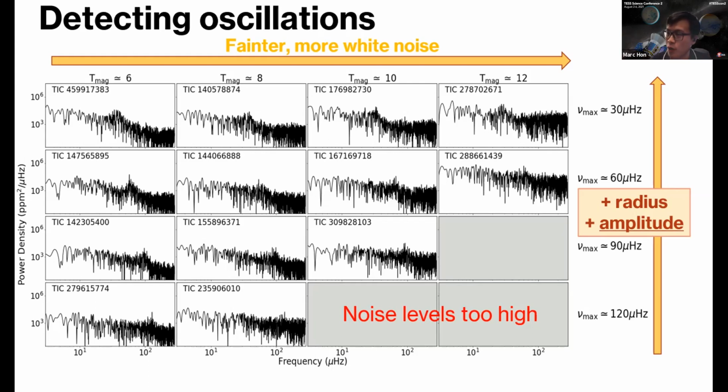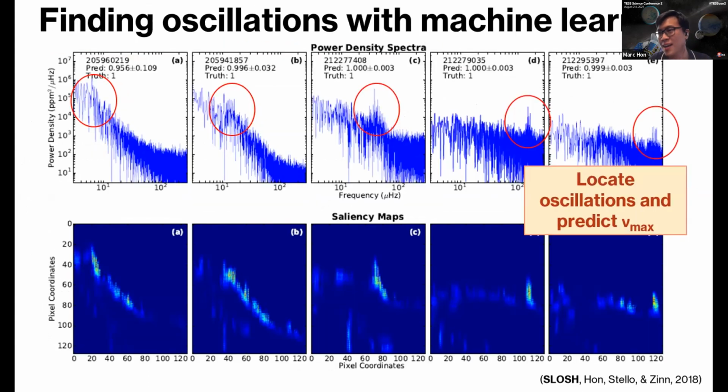So crucially, what we want to do is to identify the presence of the oscillation power excess in each red giant power spectrum. Thankfully, we have algorithms that do this automatically for us. We have machine learning algorithms where we can feed in images of power spectra, and the algorithm will tell us whether or not oscillations are present. And if they are present, it will also tell us at what frequency the oscillations can be found. So essentially predicting the value of νmax.